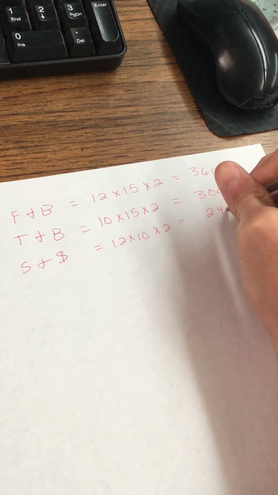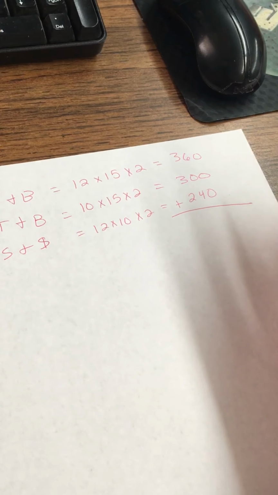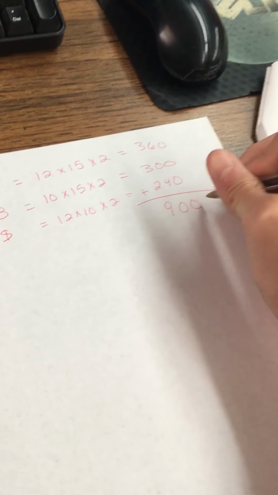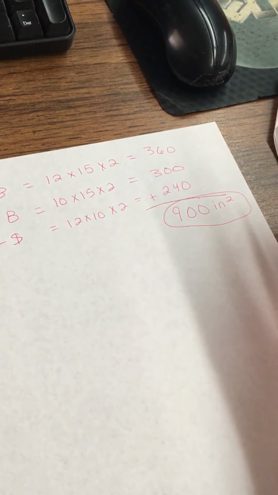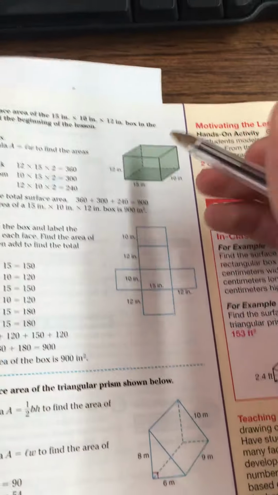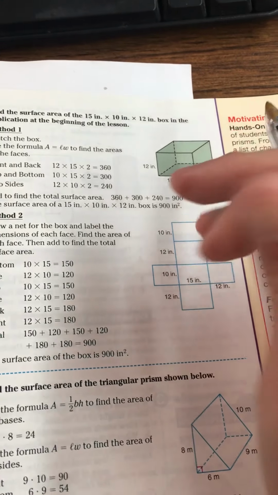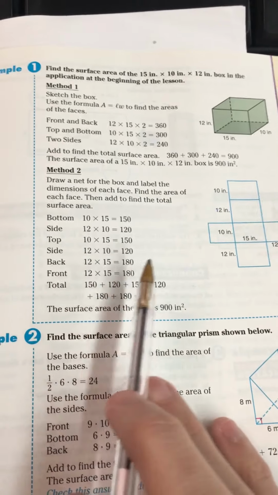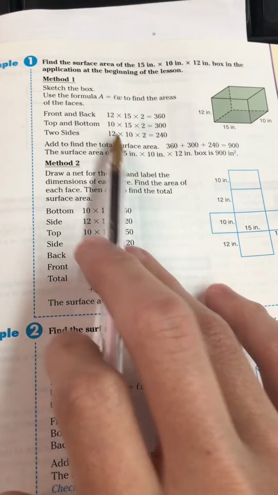That equals 240. Now the last thing we do is add all these numbers together, and we get 900 inches squared. And that's our final answer. That's how you find the surface area of this box, basically. That's all it is. Now, there's another method. It's really, really long. It just takes each individual thing and then adds them together, but this is a lot simpler. If you have any questions, let me know.